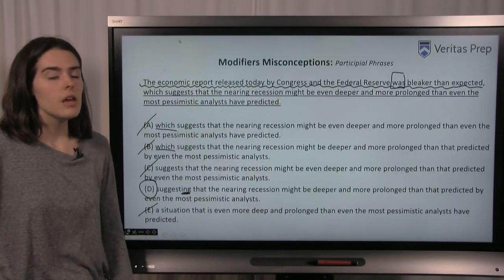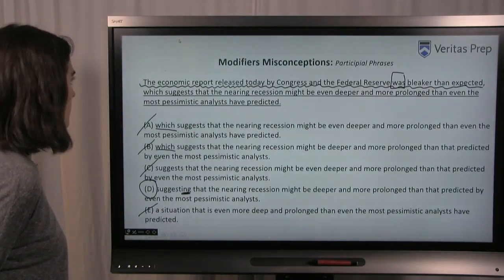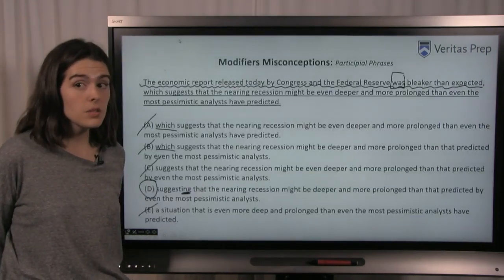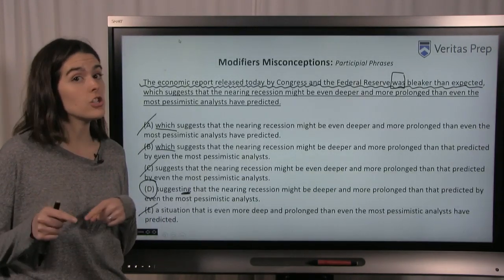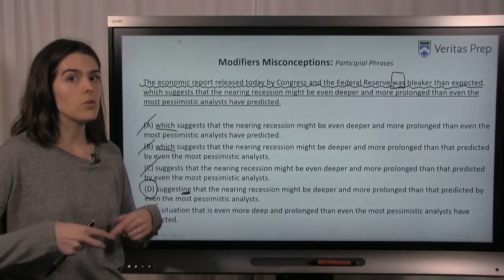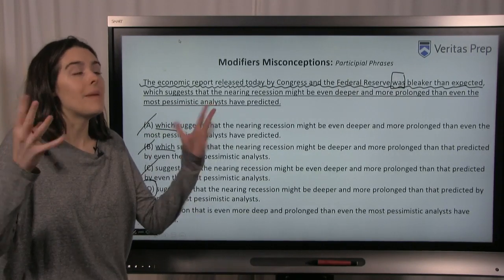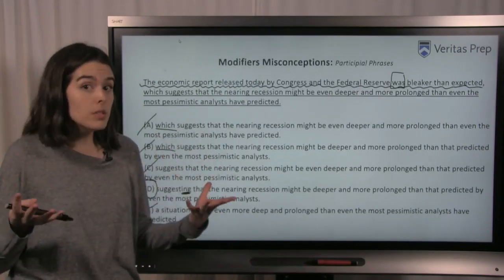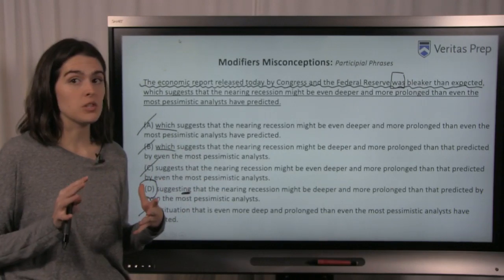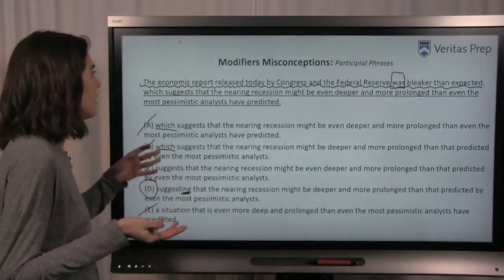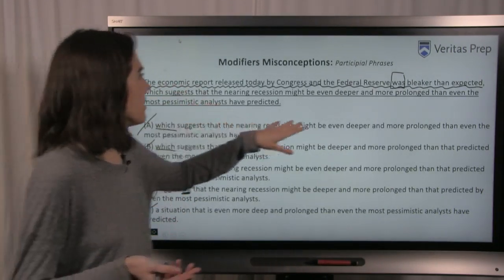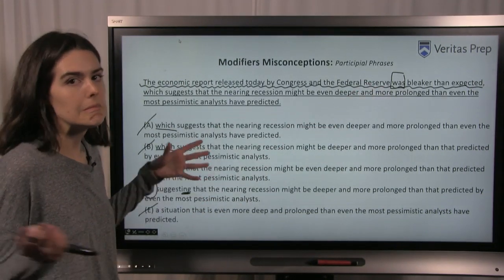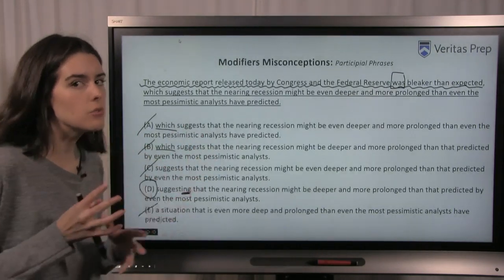If we remove the comma, no, even without the comma, that's still not gonna be a complete sentence. I would recommend trying slash and burn there. So slash and burn where we take out just adjectives, adverbs, modifiers, things that are descriptive, and see if you're left with a complete sentence, and you won't be. We're gonna be left with, the economic report was bleaker suggests. Doesn't really make sense. We're kind of stacking two verbs there.